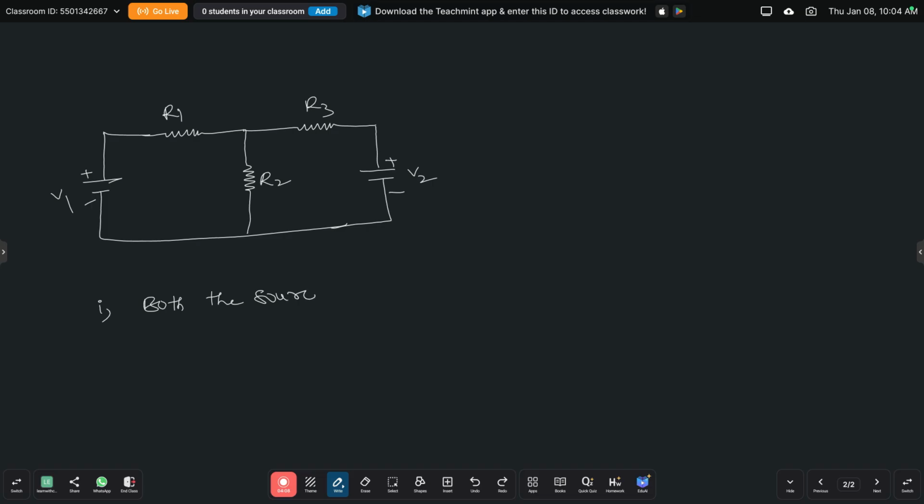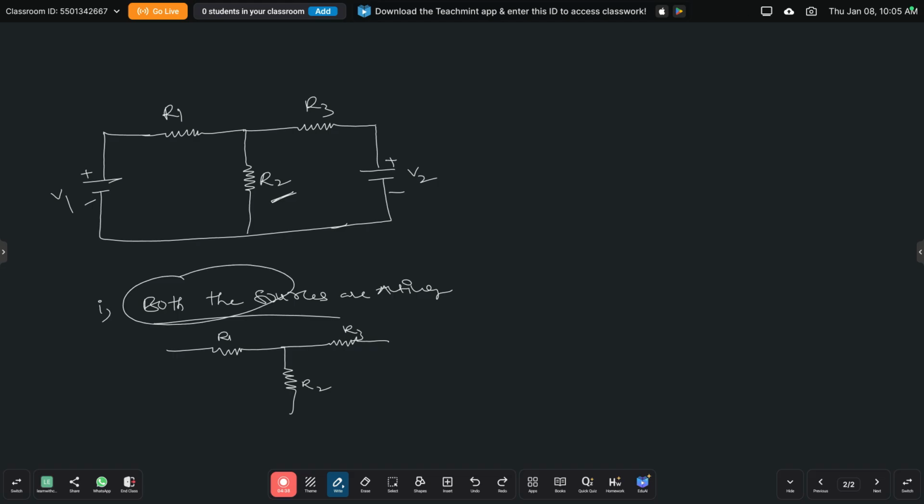So in case 1 we are taking both the sources acting. Suppose they are asking to find the current through this particular resistance R2. When both the sources are acting, the circuit will be drawn the same. This is resistor R1, resistor R2, and resistor R3. What about the voltage sources? Here we are assuming both the sources are acting. That means voltage source 1 is present and voltage source 2 is also present.